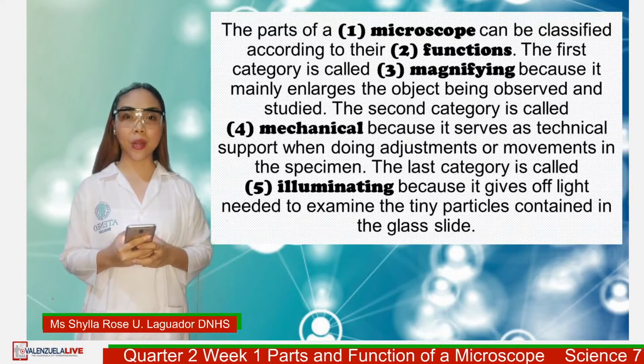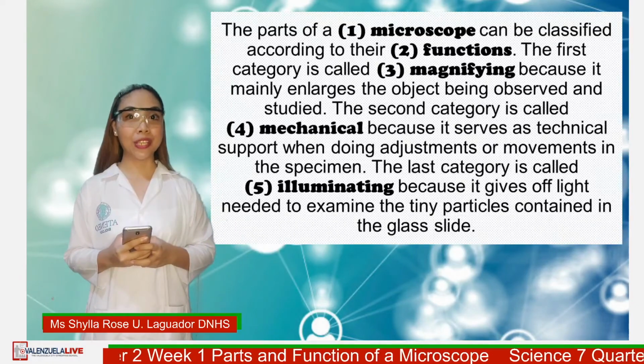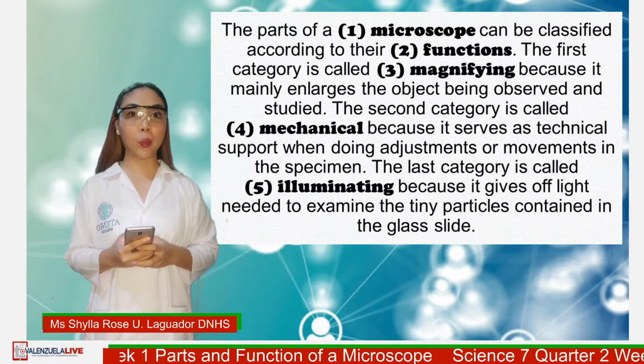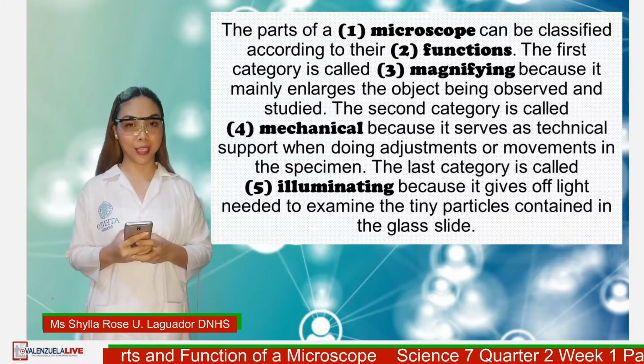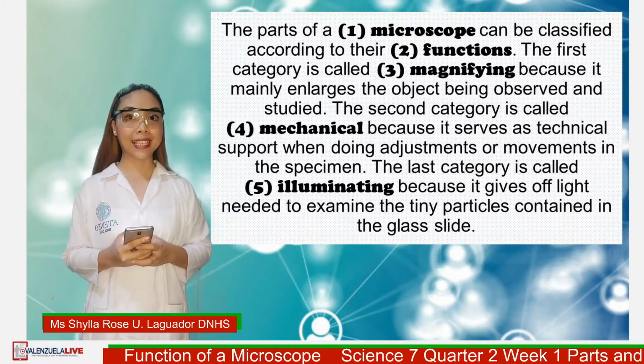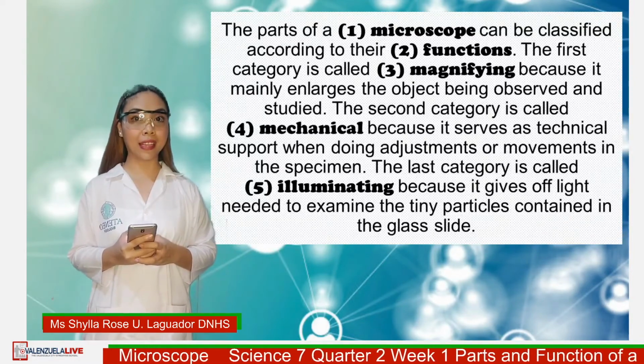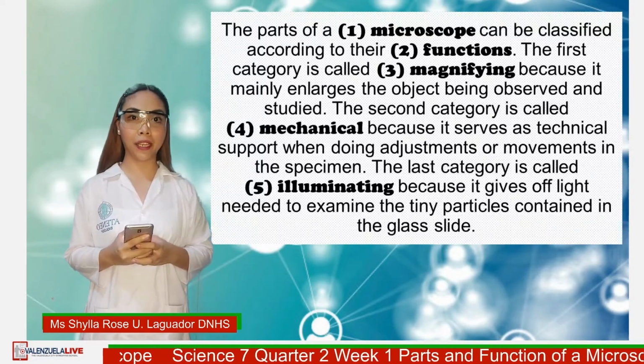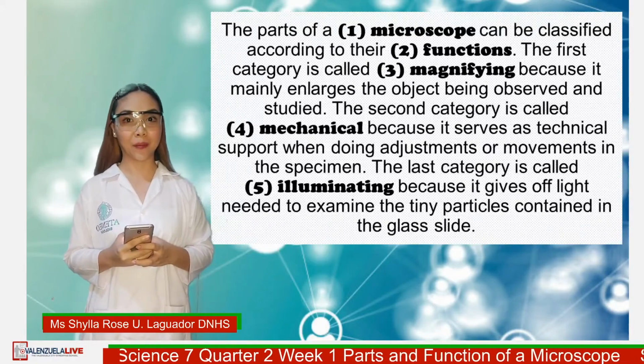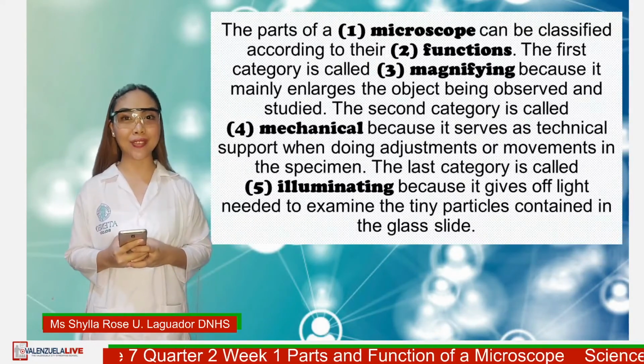The second category is called mechanical because it serves as a technical support when doing adjustments or movements in the specimen. The last category is called illuminating because it gives off light needed to examine the tiny particles contained in the glass slide. So you may check your own answers.